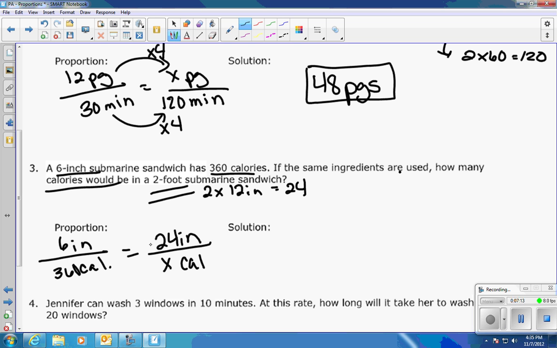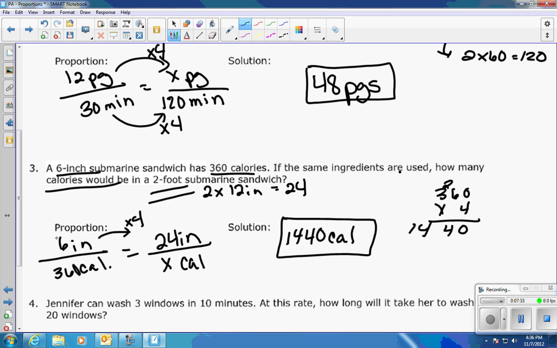There's a couple different ways that I can get to the answer on this one. 6 times 4 is 24. So 360 times 4 should give me my amount of calories. However, I could also get there by saying, that's times 60. So I could also multiply this times 60. And 24 times 60 is also 1440.